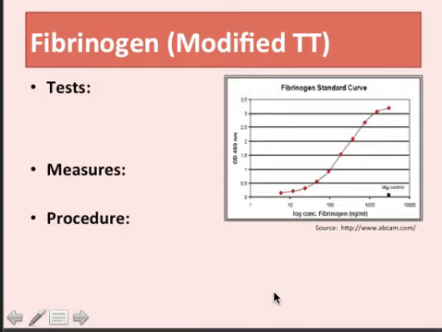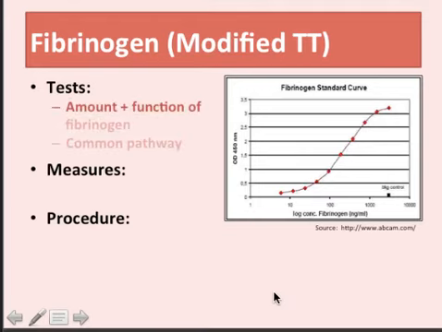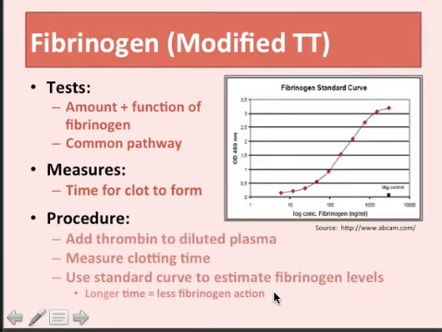So what a fibrinogen test or fibrinogen assay is going to measure is the amount and function of fibrinogen, and it's also going to look at the common pathway. Also, it measures the time it takes for a clot to form. And in order for this to happen, you're going to take your diluted plasma, so you're going to dilute it out a little bit, and you're going to add thrombin to it. And if you remember, thrombin is an important part in that very end step in that common pathway.